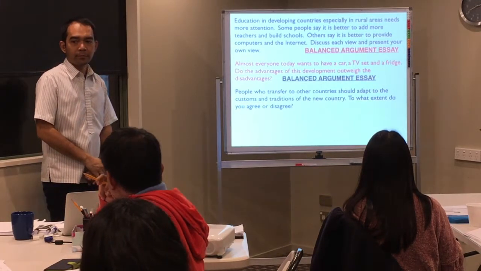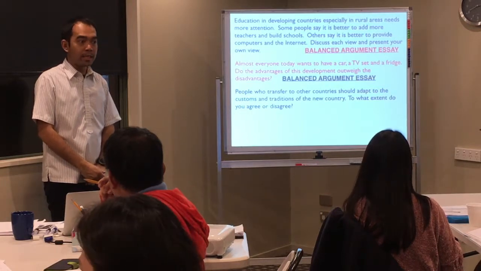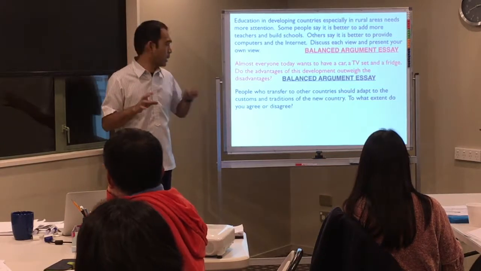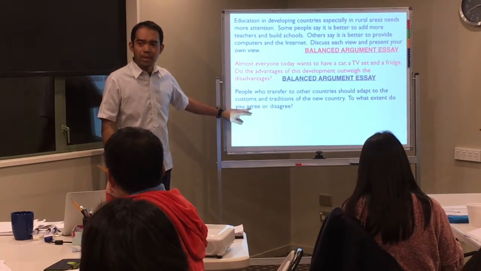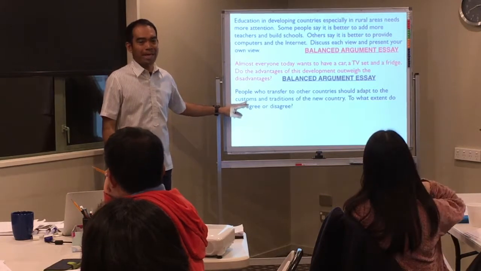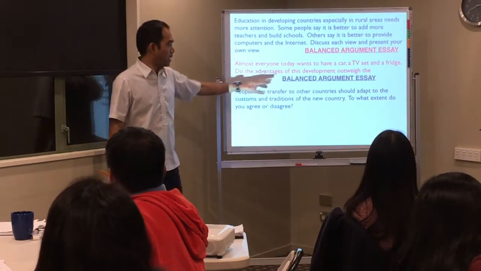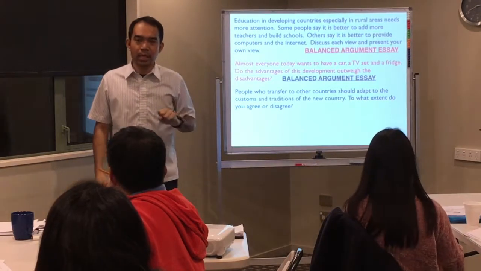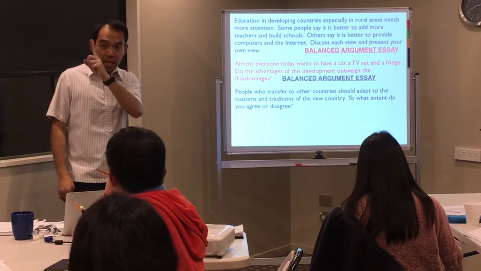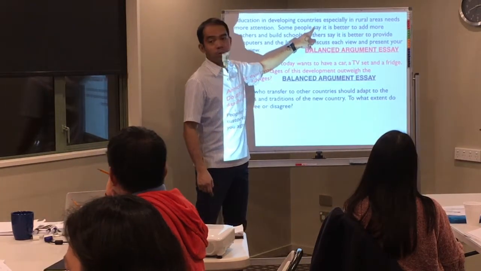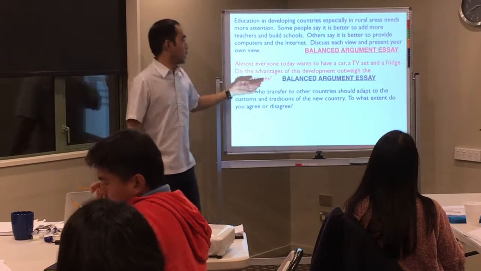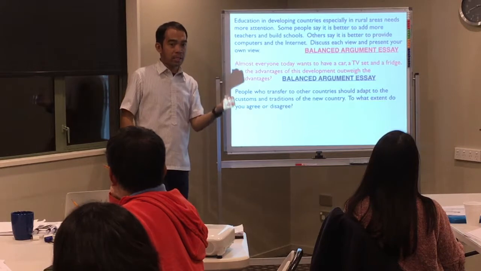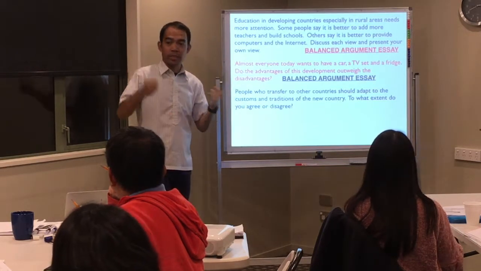This one is an opinion. Okay, guys, you can easily tell the kind by just looking at what's asked. Basta agree or disagree, automatic opinion yan. Alright? Magiging balanced argument essay lang siya if it's any of these kinds over here. Magiging balanced argument essay A if two views, discuss both views and give your own view. Magiging type B naman siya, guys, if we're asked to evaluate whether it's positive or negative, advantageous or disadvantageous.